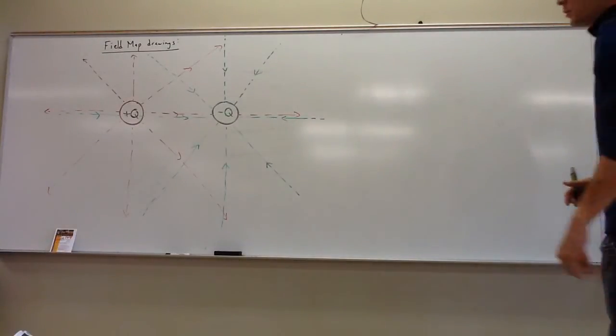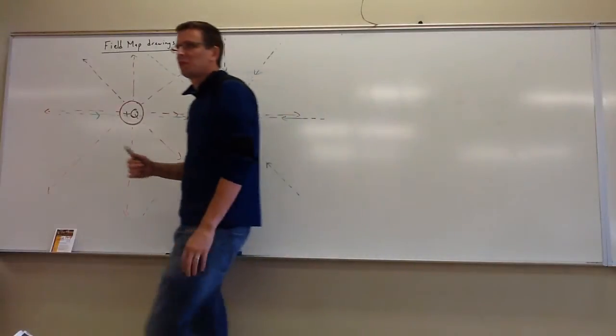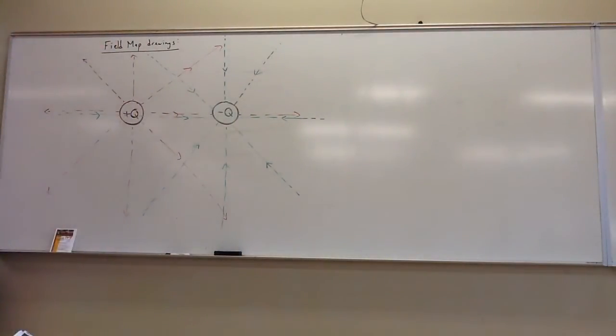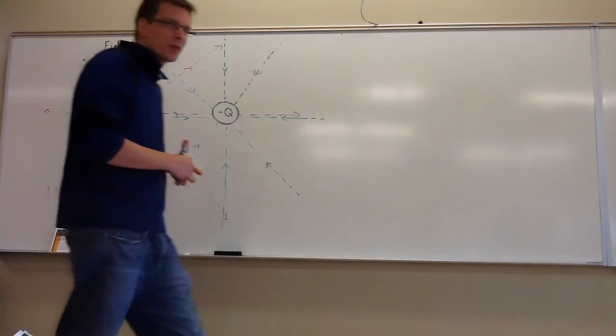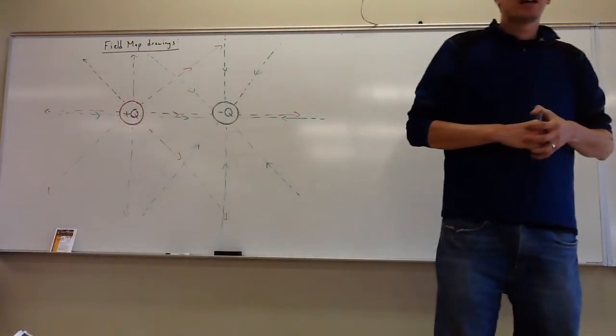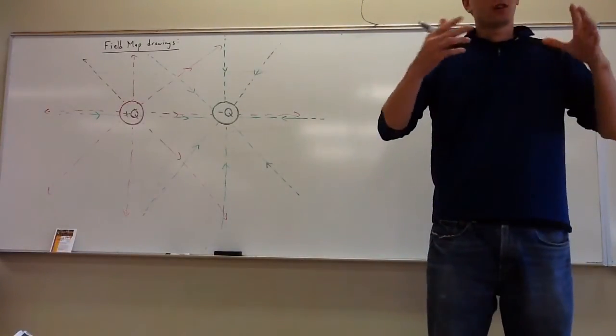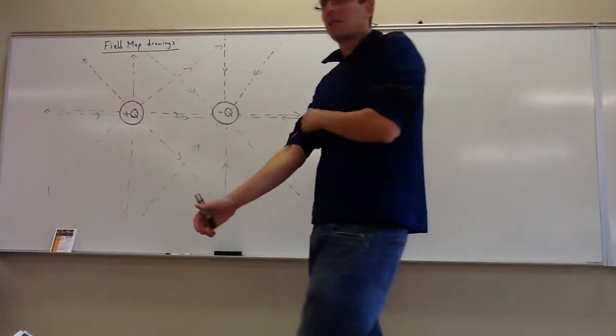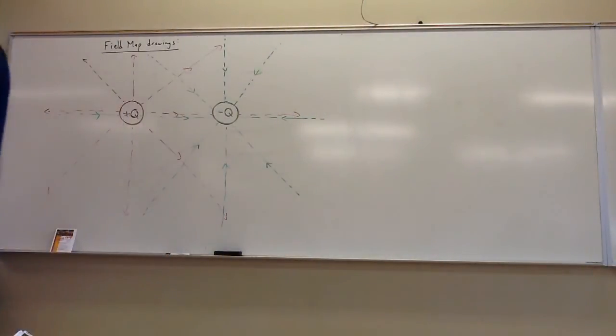Okay, so here's where we were last time. We were doing some field map drawings, and the objective here is to, instead of calculating exactly numerically the size and direction of an electric field at any one point, zoom out, see the forest for the trees, as they say, and try to figure out a more holistic picture of what a field looks like around some charge configuration.